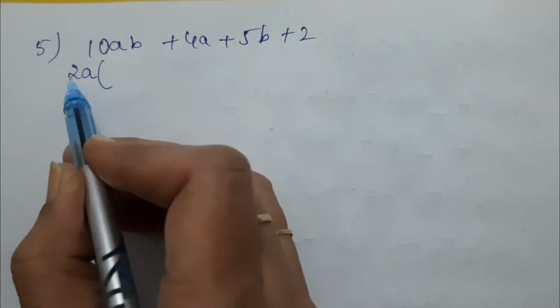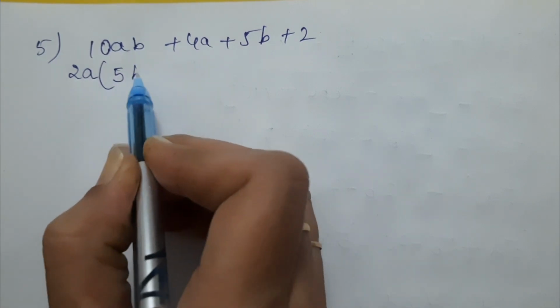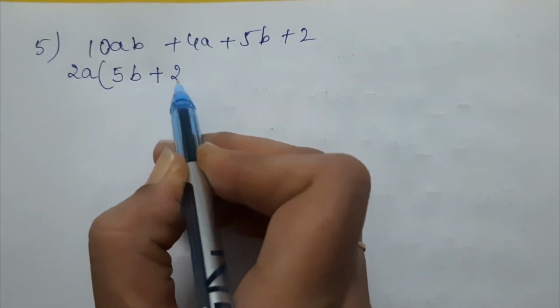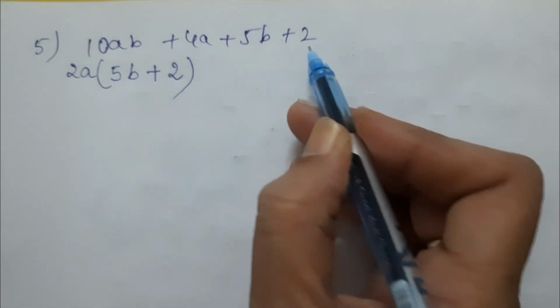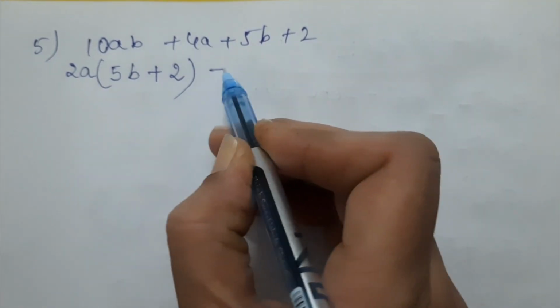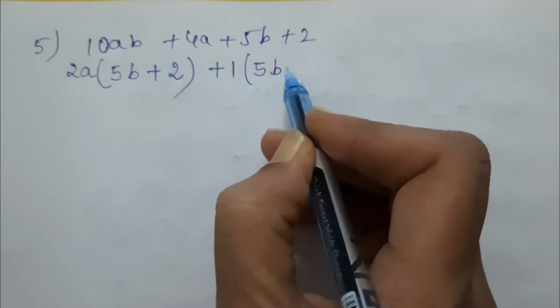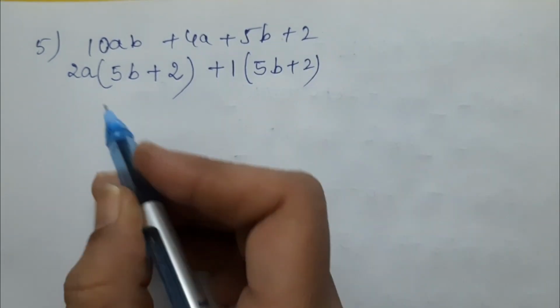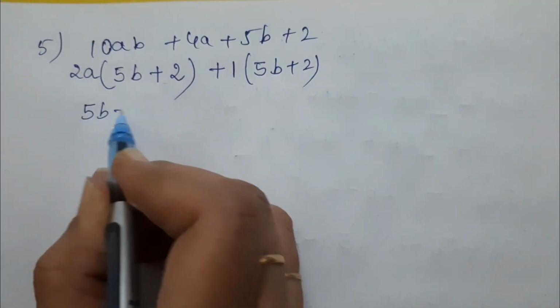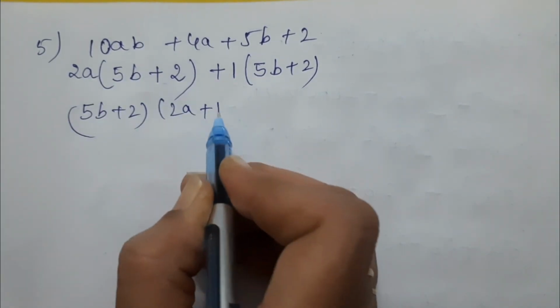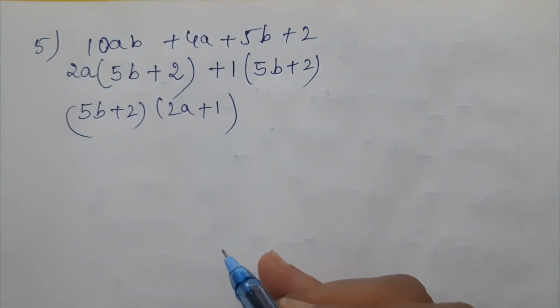So if we divide it, 2 5s are 10. So we are left with 5b. As we have taken 2 common, so we are left with 2. Now among these two terms there is no common. So we'll keep 1 and then repeat the same bracket. So it's 5b plus 2. Thus our answer is 5b plus 2 and the common one, that is 2a plus 1. So this is our final answer.